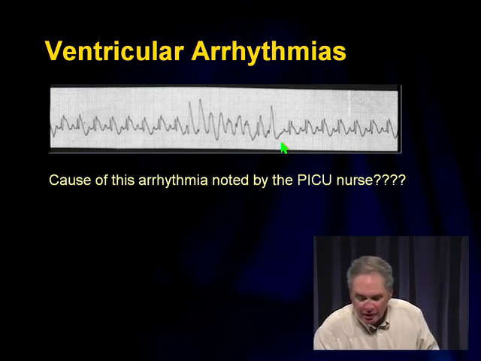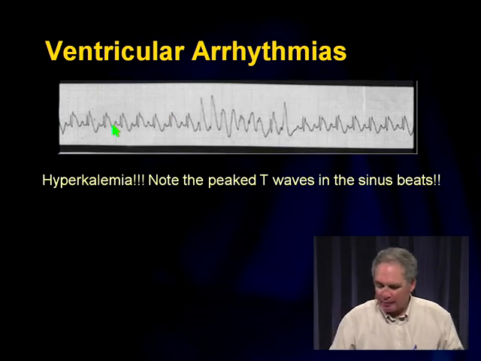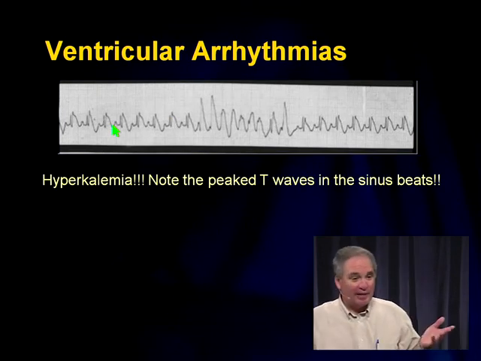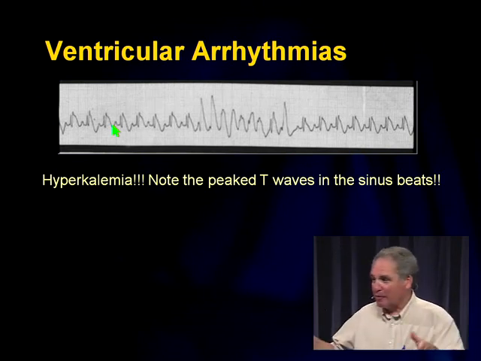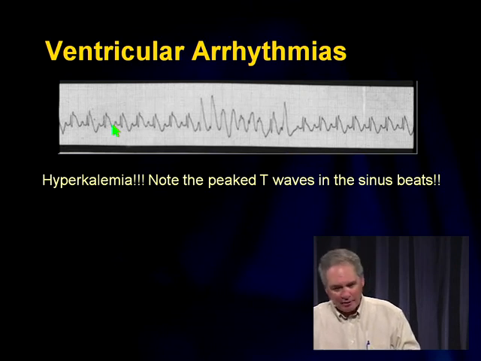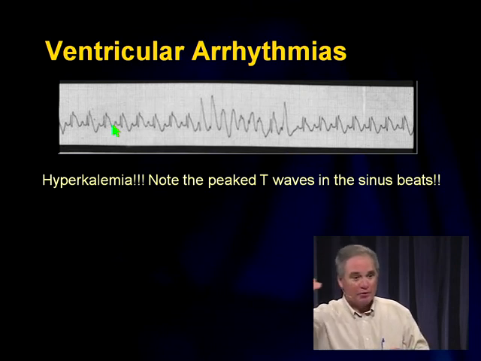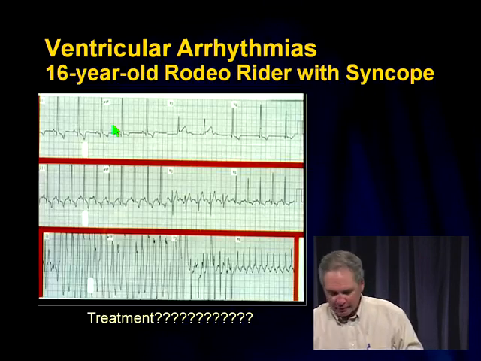Notice the normal sinus beats, such as they are, PQRS with a peaked T wave. So this happens to be a ventricular arrhythmia secondary to hyperkalemia. So this kid doesn't need to be shocked, doesn't need lidocaine, doesn't need amiodarone. Kid needs to get the potassium lowered. So in pediatrics, you have to ask, what's going on here in order to do the right thing with ventricular arrhythmias?